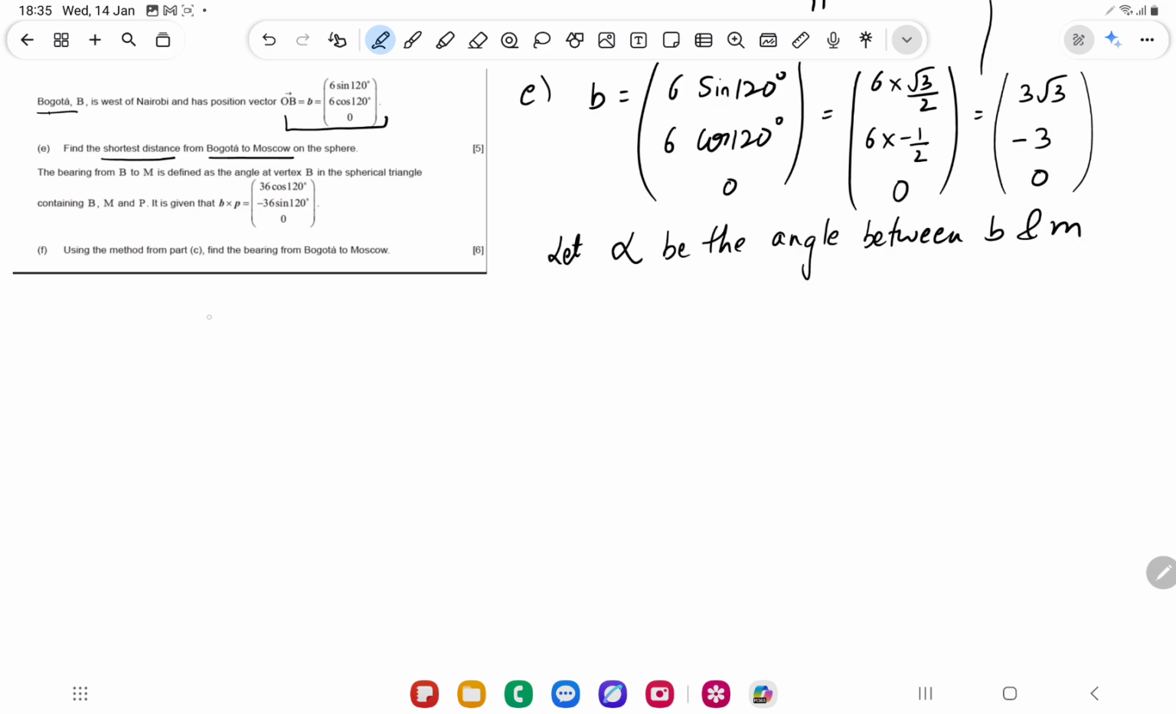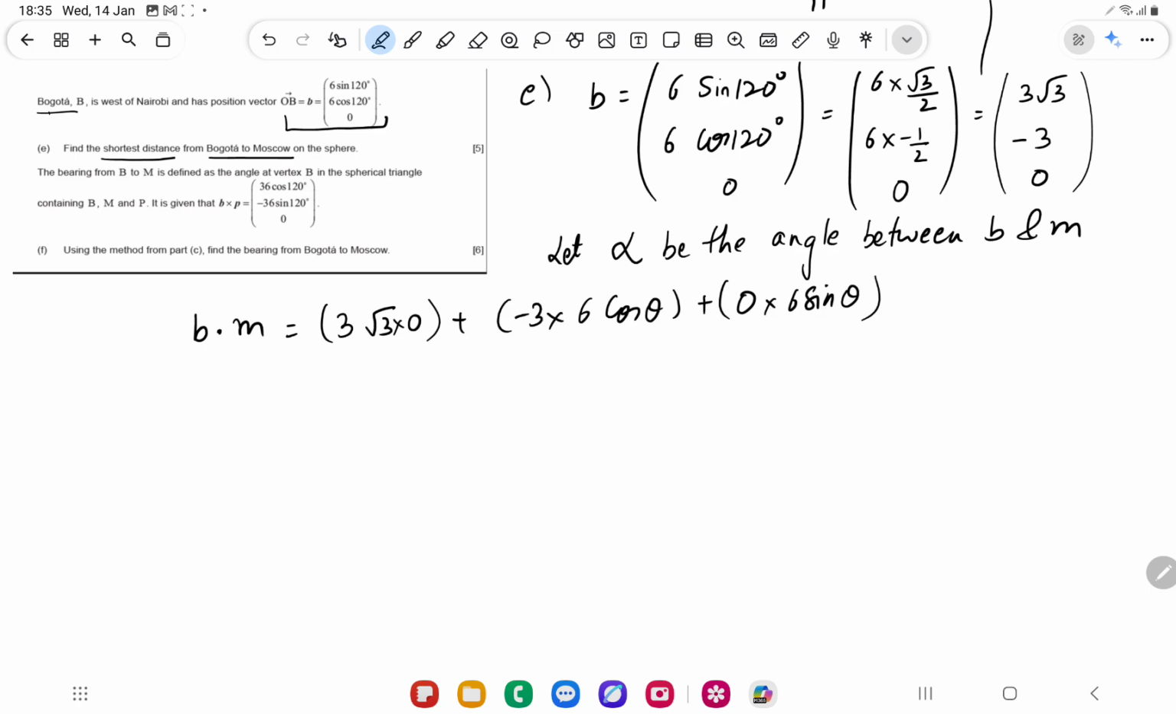and M. So we will first do dot product of B dot M, that is 3 root 3 into 0 plus minus 3 into 6 cos theta plus 0 into 6 sin theta. M value you can take from the previous part. So if you solve this, you will get 18 cos theta. So my B dot M is now 18 cos theta.